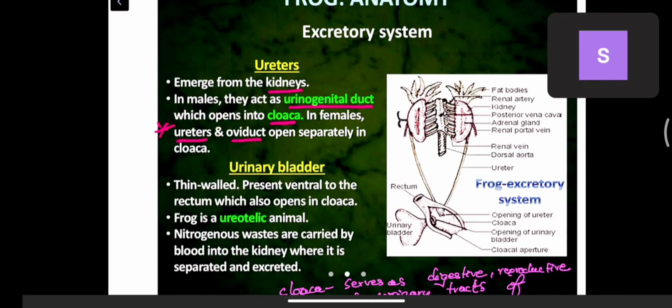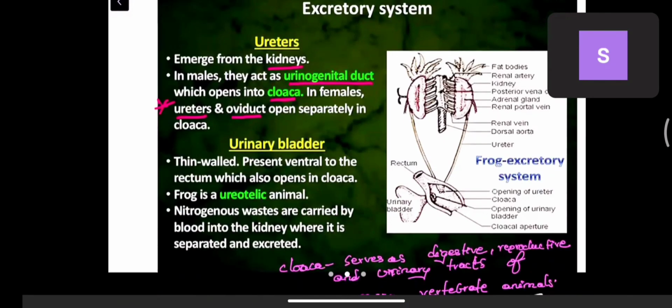Understood? That's it. So, the urinary bladder. What is the function of the urinary bladder? Storing the urine. That is its function. The wall of this urinary bladder is very thin. It is present ventral to the rectum, which also opens in the cloaca. So what is the positioning of this urinary bladder? It is present on the ventral side of the rectum.